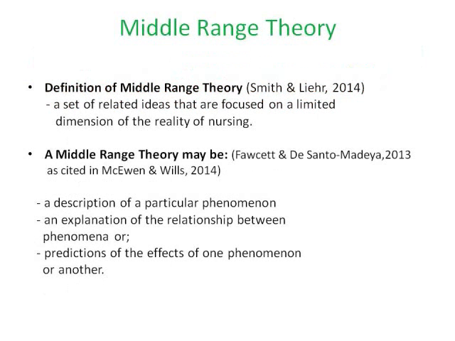First, what is middle range theory? It is defined by Smith and Liehr as a set of related ideas that are focused on a limited dimension of the reality of nursing. It is composed of concepts and suggested relationships among concepts that can be adopted in a model. A middle range theory lies between the grand nursing models and our more circumscribed, concrete ideas.